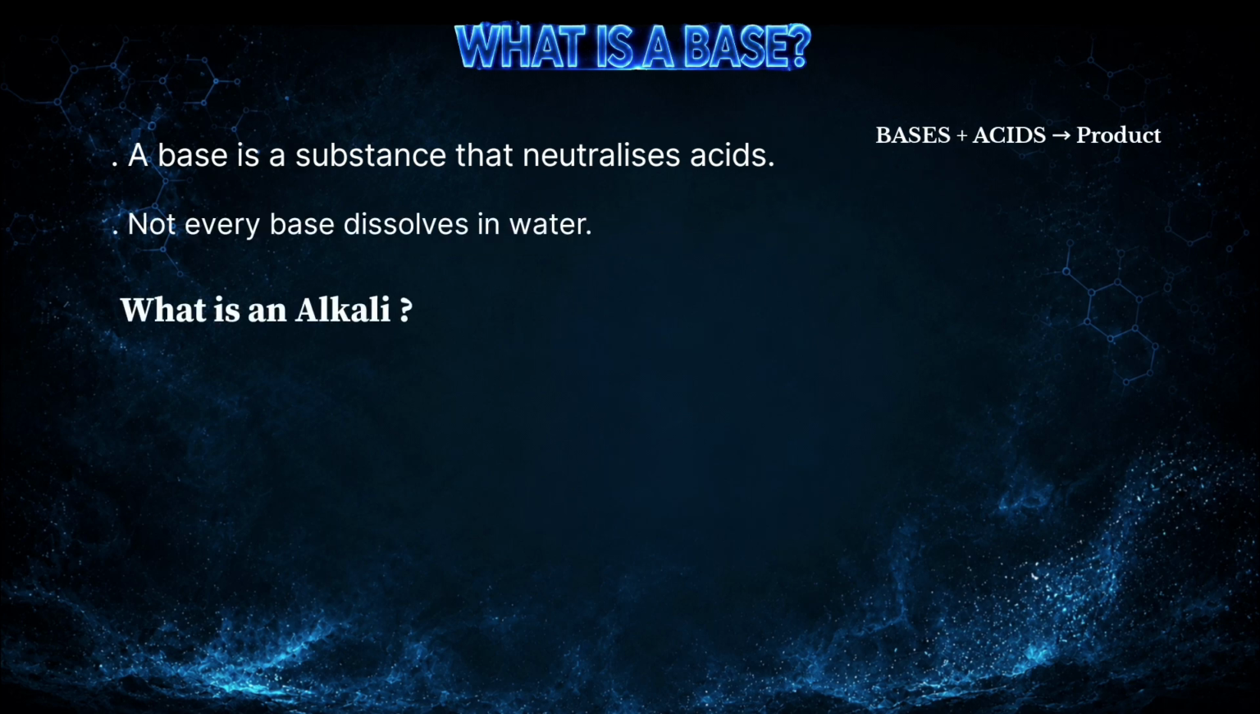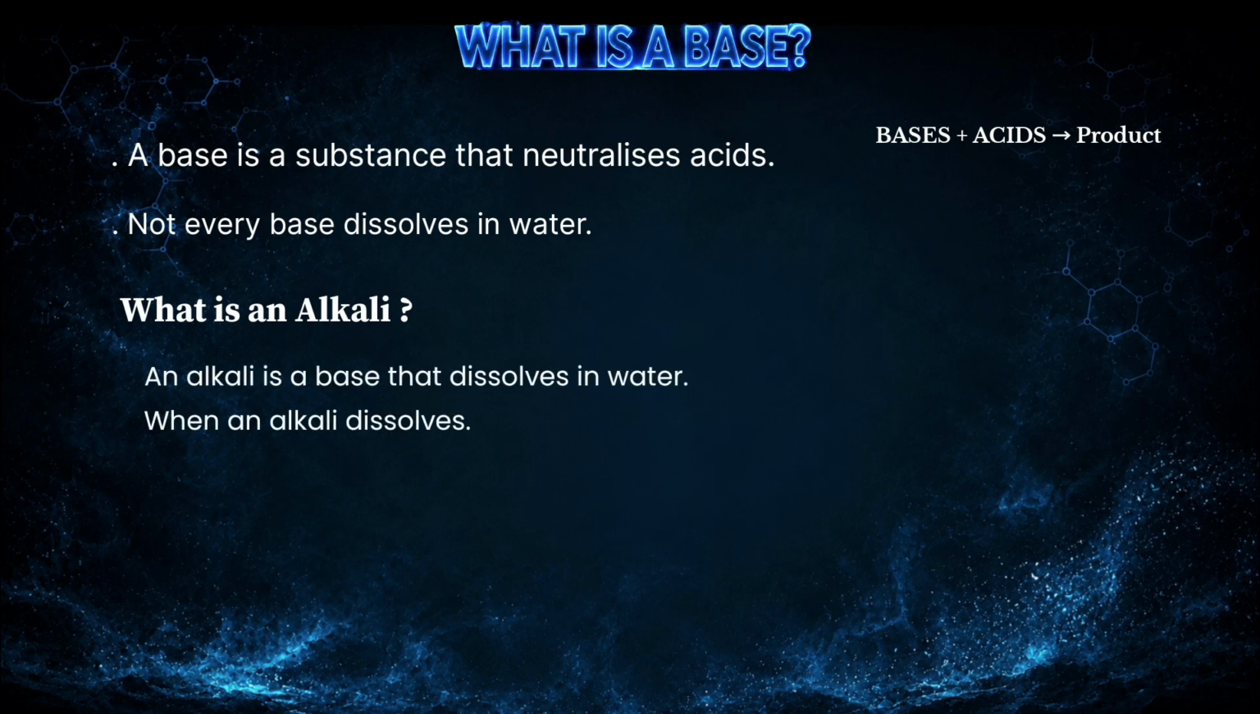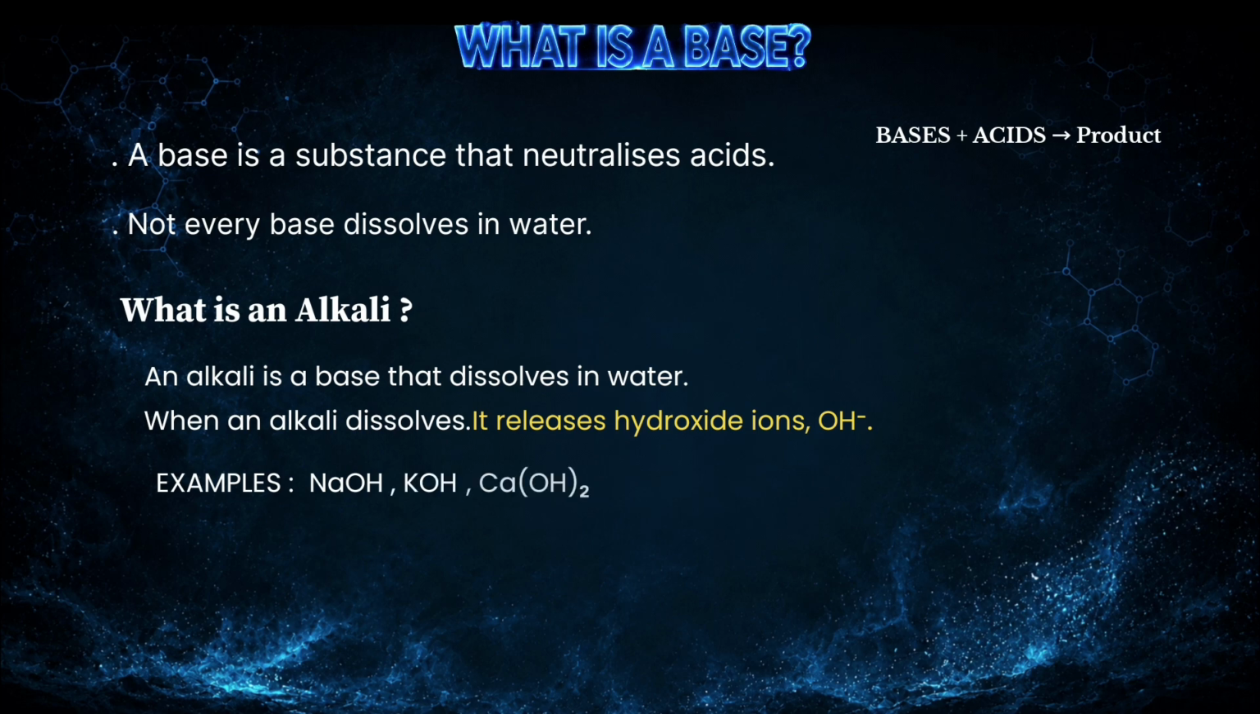What is an alkali? An alkali is a base that dissolves in water. When an alkali dissolves, it releases hydroxide ions, OH-. Examples include sodium hydroxide, potassium hydroxide, calcium hydroxide. Remember this important GCSE fact. Every alkali is a base, but not every base is an alkali.